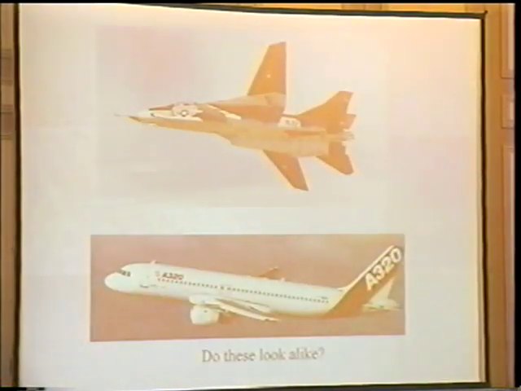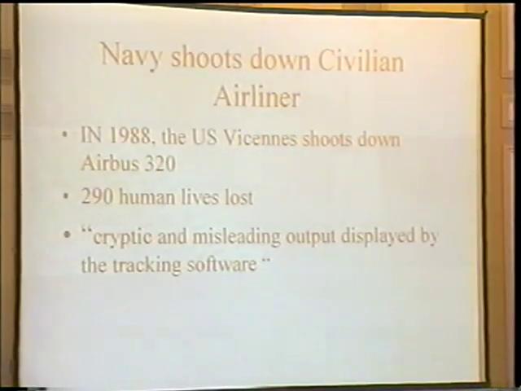Do these two pictures look alike, these two aircraft? Not to us. Human beings have really good pattern recognition systems. So what I see on the bottom is an Airbus and a nice smooth front. And on top it looks like a pretty mean-looking fighter aircraft. To a United States Navy ship and its radar and the software that's running the radar, it couldn't tell the difference between these two. And it shot it down and killed 290 people.